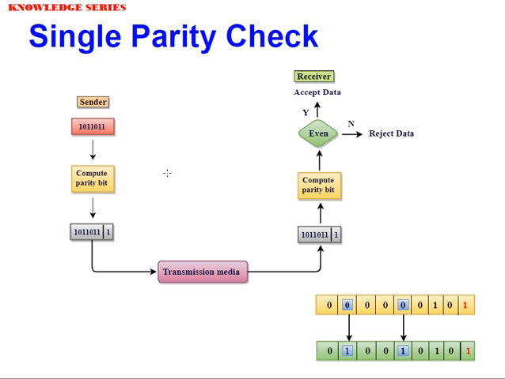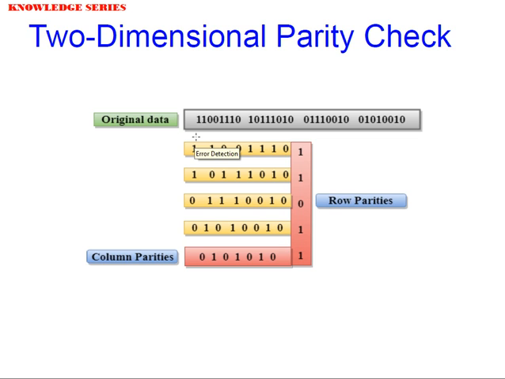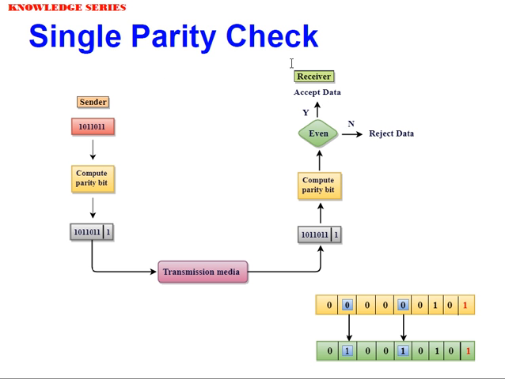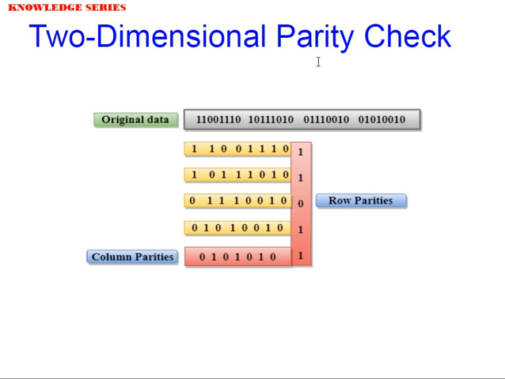To overcome this, we go with the next method, the 2-dimensional parity check. The two-dimensional parity check tries to resolve the drawback of the single parity check. Its drawback is solved over here.